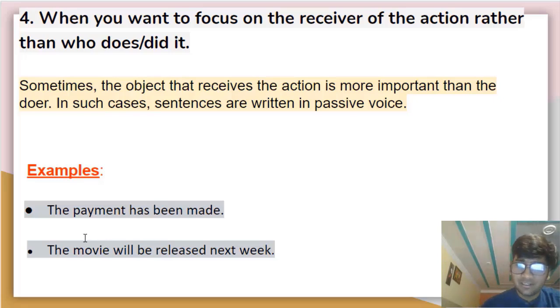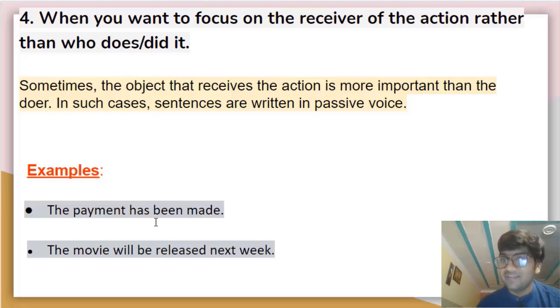Look at these examples. The payment has been made. Who made the payment? That is not important to me. I had been waiting to get the payment. It has finally been made. That's all important to me. I don't care about the person who made the payment. I received the payment. The payment has been made. This is important to me. The object, which is the payment that has been made, is more important to me than the person who made the payment. All right.